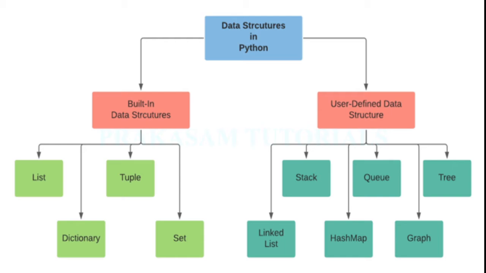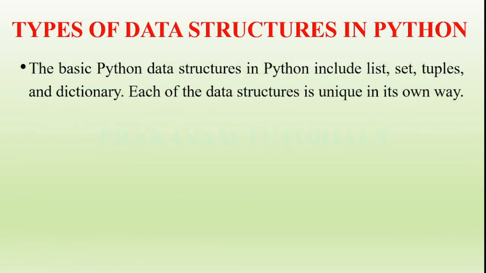The most prominent data structures are stack, queue, tree, linked list, and so on. So which are also available to you in other programming languages. The basic Python data structures are list, set, tuple, and dictionary. So each of the data structures is unique in its own way.